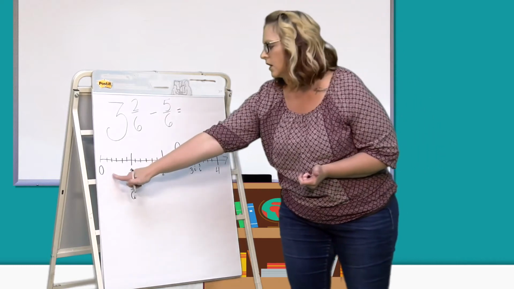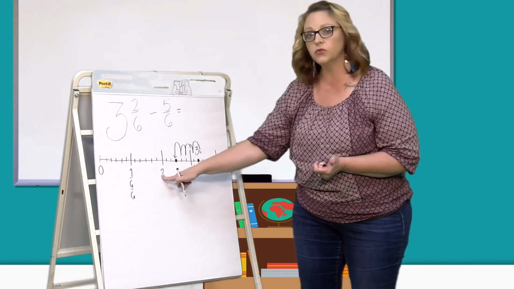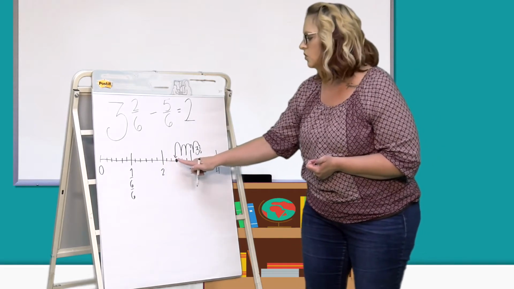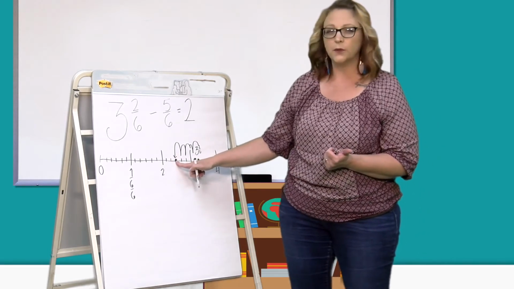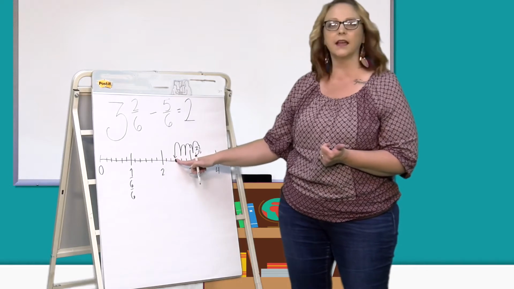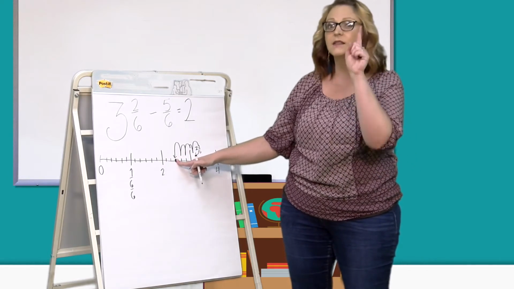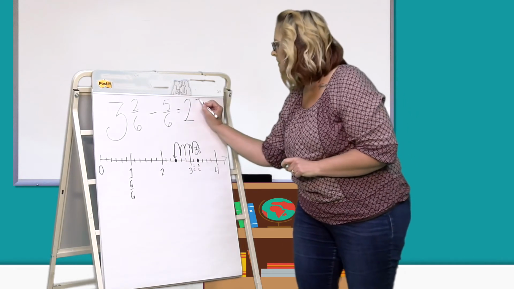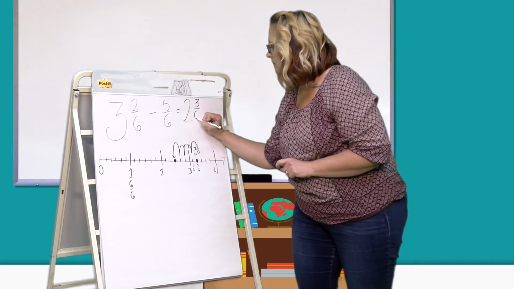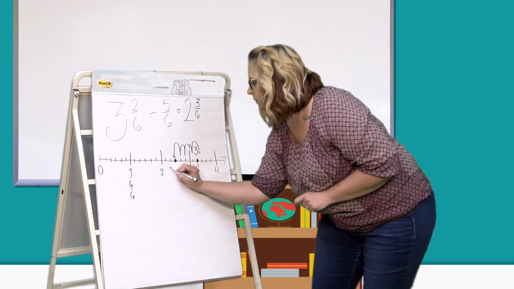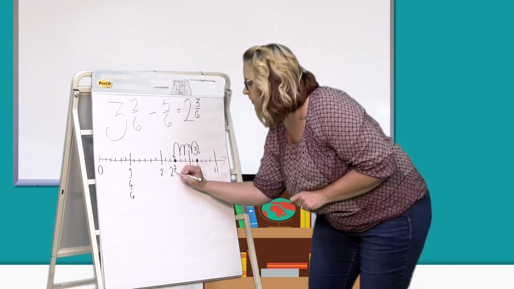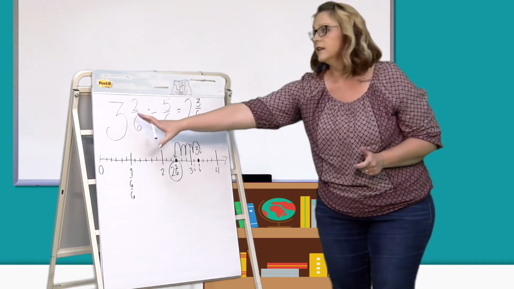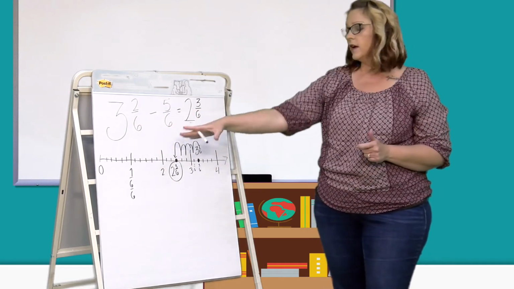So let's count. We're at 1, 2 as our whole number, and 1, 2, 3. And ask yourself, remember, what does each one of these lines represent? 1/6. So 1, 2, 3/6. So using a number line, we discovered our solution, 2 and 3/6. That's subtracting a fraction from a mixed number on a number line.